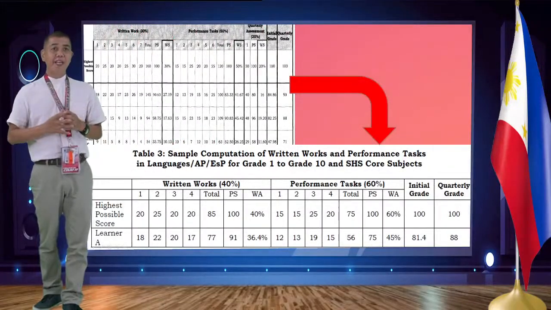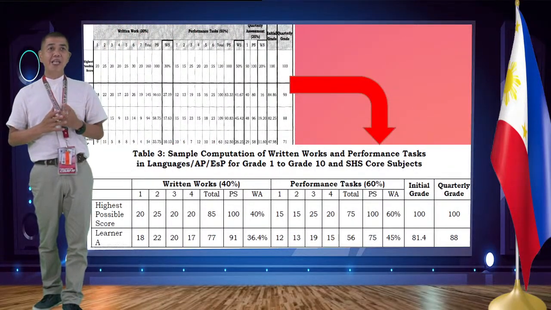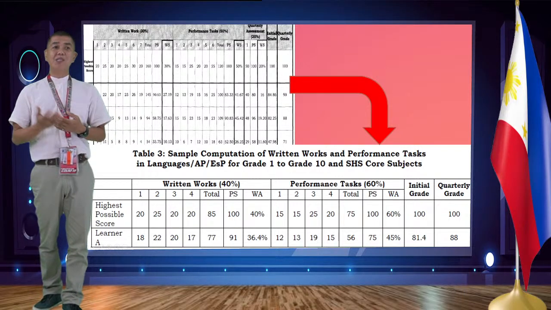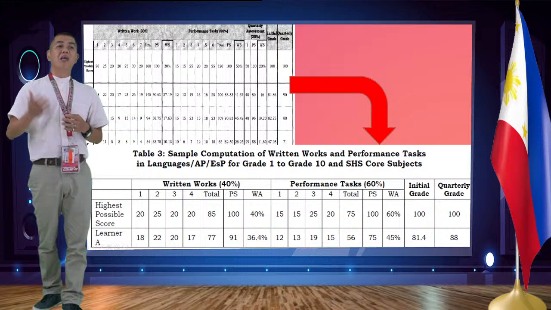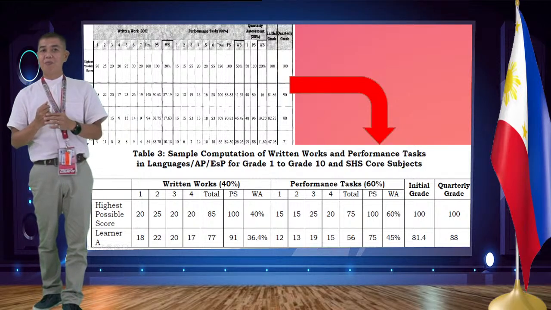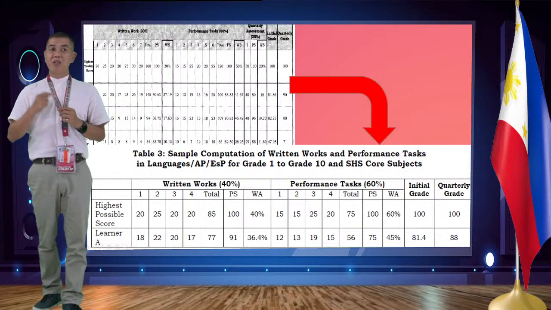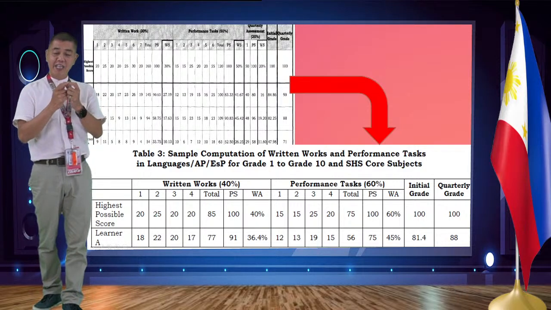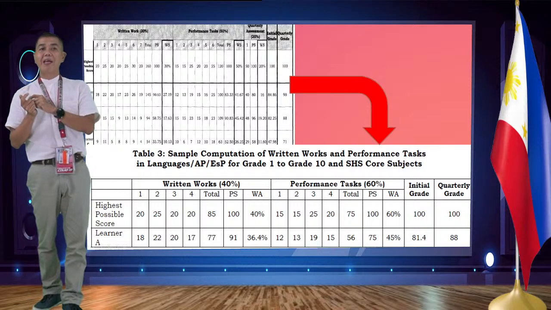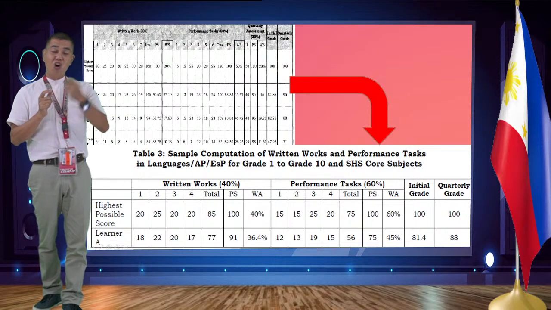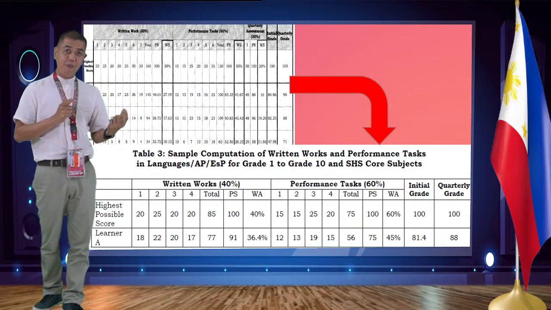So, in this particular grade, our grading system will now be divided into two. So, the same computation, highest possible score. So, the raw score of our learner divided by the highest possible score. Instead of multiplying it by 30 as the written work of a certain learning area, we'll multiply by 40 based on the table, on the previous table.